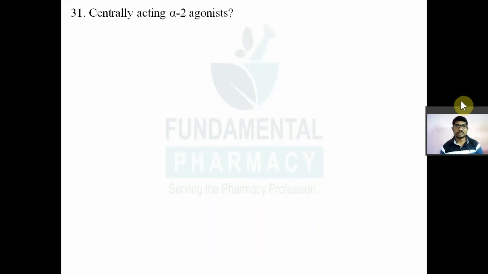Now we'll see the next question, the centrally acting alpha 2 agonist. What is an example of a centrally acting alpha 2 agonist? These drugs are used in hypertension. In hypertension, the first class is centrally acting drugs, and central alpha 2 agonists come in that. Examples are clonidine and methyldopa. So these two drugs are known as central alpha 2 agonists.